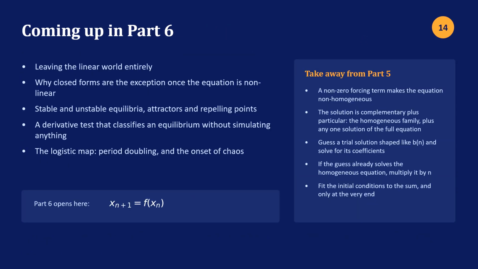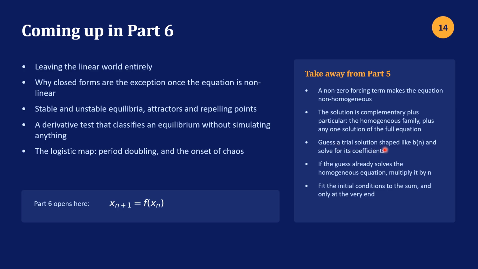Some takeaways from this lesson. A non-zero forcing term makes the equation non-homogeneous. That was the b of n term. The way to solve that for a linear equation, and we were just looking at second order linear, but it'll work for higher order, is we find a complementary solution to the homogeneous part, and then we find the particular solution based on the table that I provided earlier.